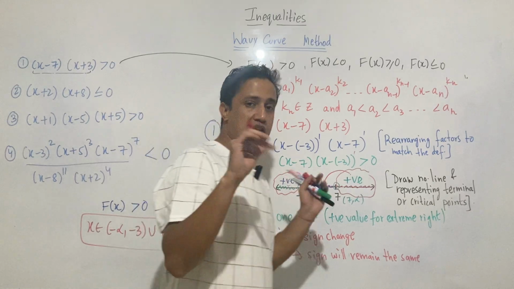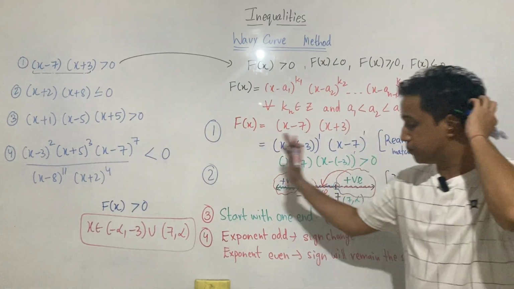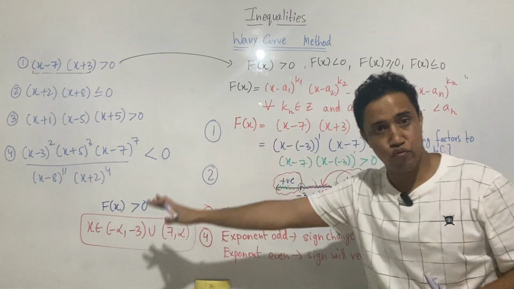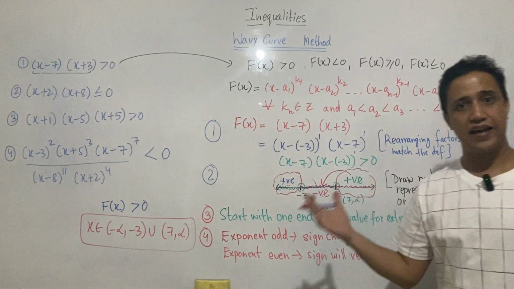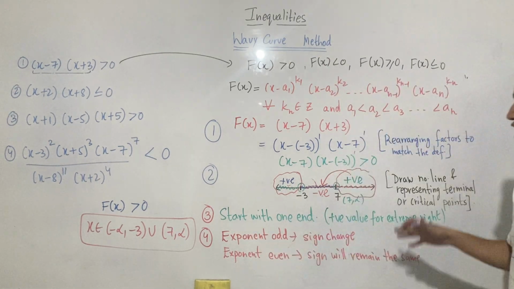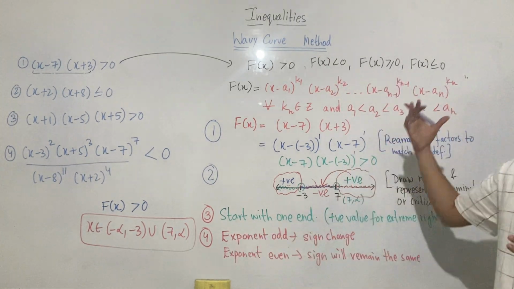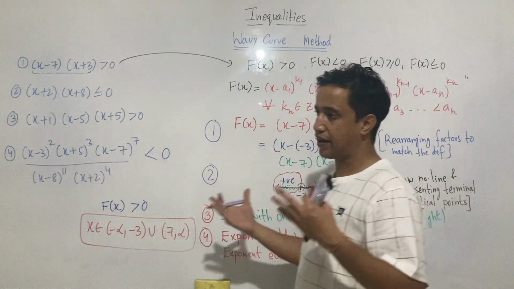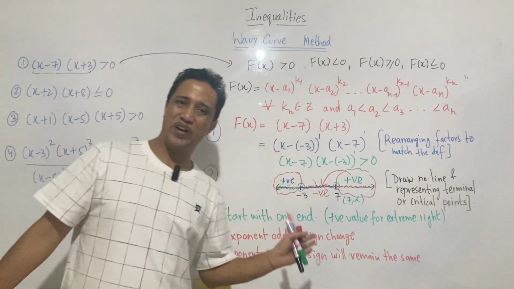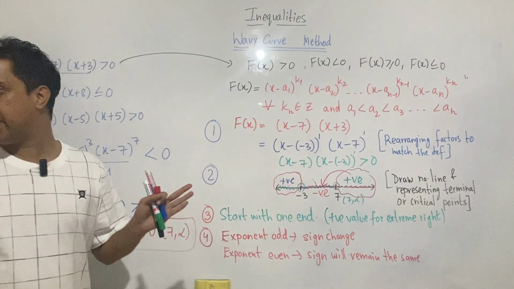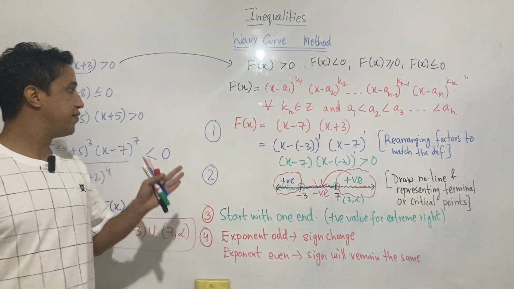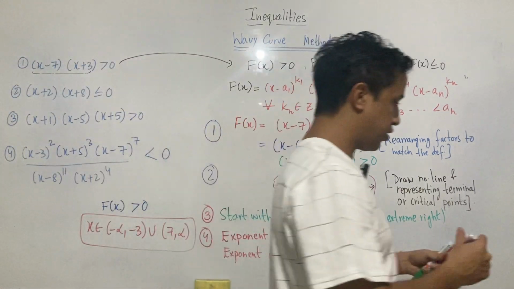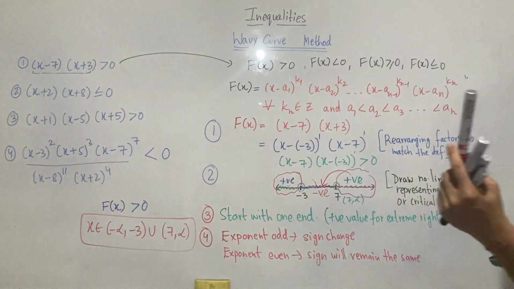So it's up to you. You can start with extreme left or extreme right, but in the end you are going to get the same answer. Okay, so then you know that when your exponent is odd, how it's going to affect the sign. Very easy. Now we'll move to the next question and you will have more clarity on it.